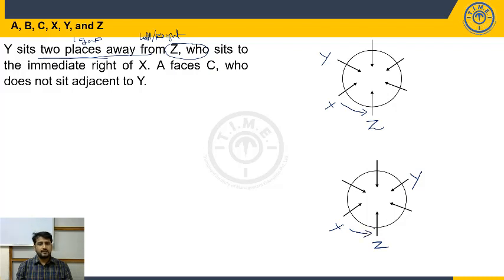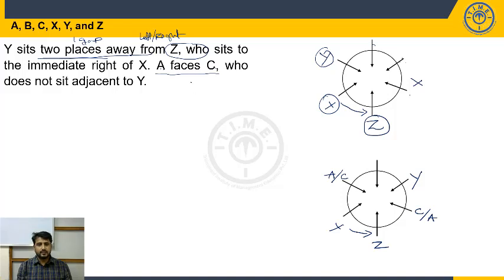Next, A faces C. So in the 2 opposite places, we have to place A and C. Is this possible in this diagram? Y, X, Z. A and C have to be in opposite positions. But A and C we can place only in these 3 positions. By placing in any of these 3 positions, we cannot place like A faces C. So this case is ruled out. Now in this case, this is the only possibility. A or C, C or A.